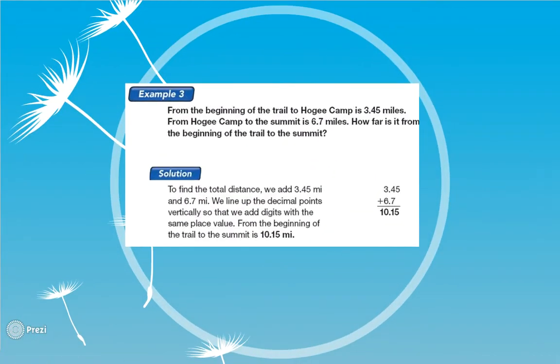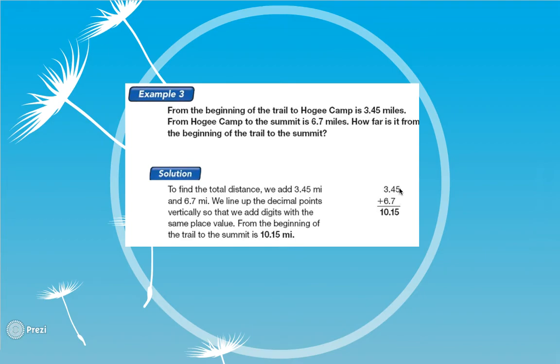And example number 3, from the beginning of the trail to Hoagie Camp is 3.45 miles. From Hoagie Camp to the summit is 6.7 miles. How far is it from the beginning of the trail to the summit? So what we're going to do is add these two numbers together. And like I said, we can add a 0 here, because we could add a 0 to 6.7 in the hundredth spot, because adding a 0 on this side of the decimal doesn't mean anything.